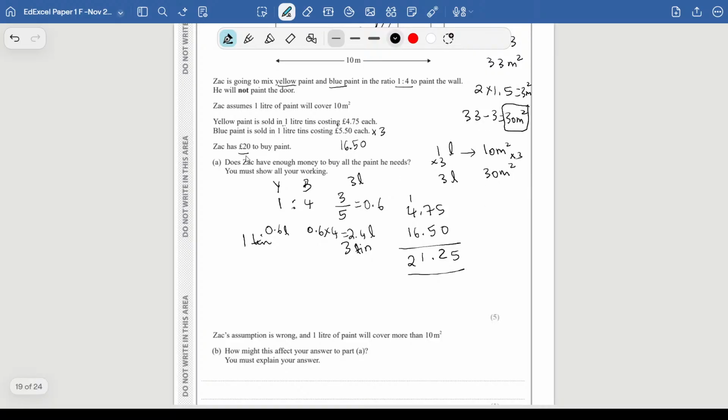But he has only 20 pounds. Does he have enough money? No. He needs 21.25 pounds to paint the wall.